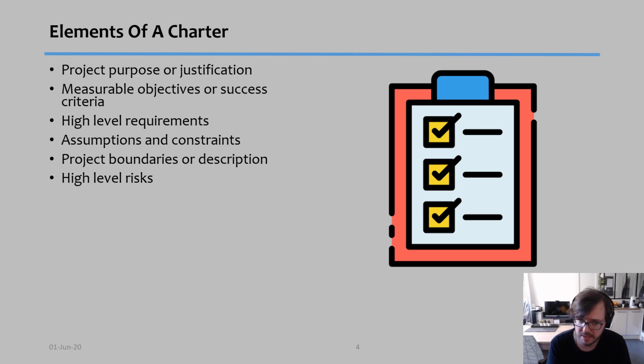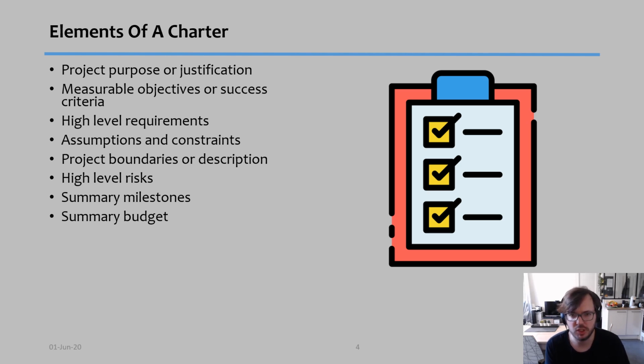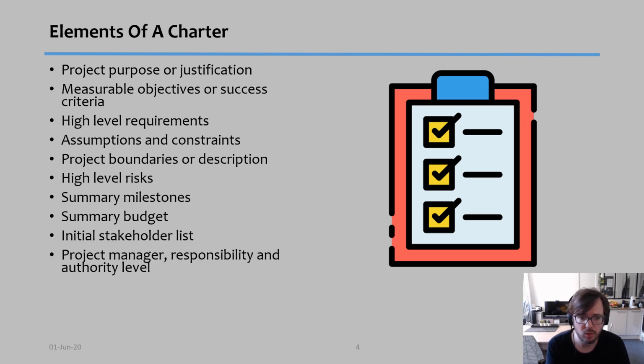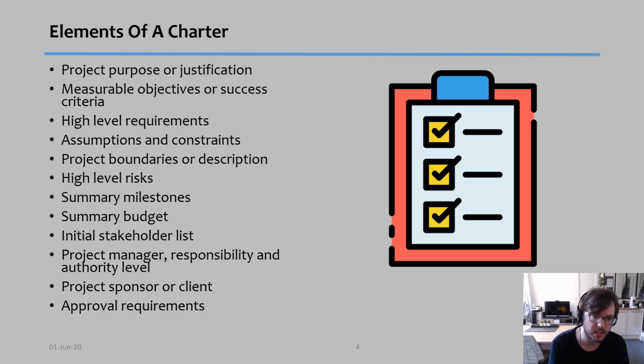What are your high-level risks? Basically, what risks do you see related to this project? What are the things that overall might make this project unsuccessful? What milestones do you already have planned, if any? What budget do you believe you have? In this case it would just be a very summary budget. For example, what is the budget for the whole project? What is your initial stakeholder list? Who's the project manager? What's his responsibility? How much authority does the project manager have? Who's the sponsor? Who's the client? What are the approval requirements? And obviously all of this will have to be signed by both parties. This is, after all, an official contract.